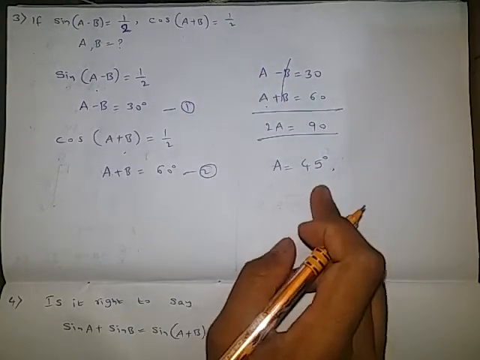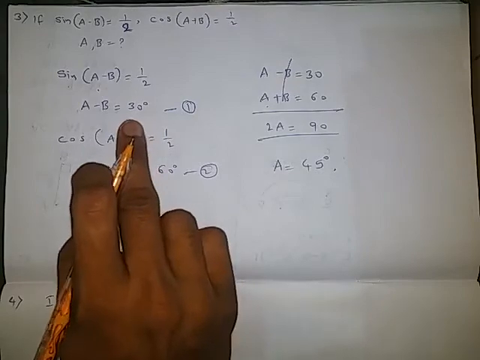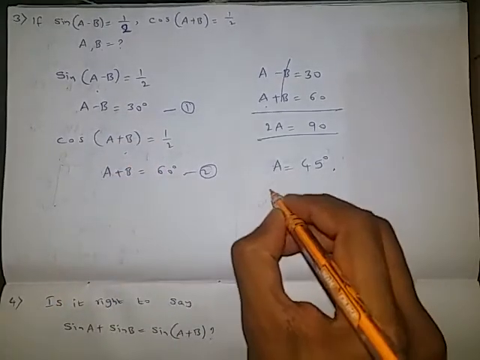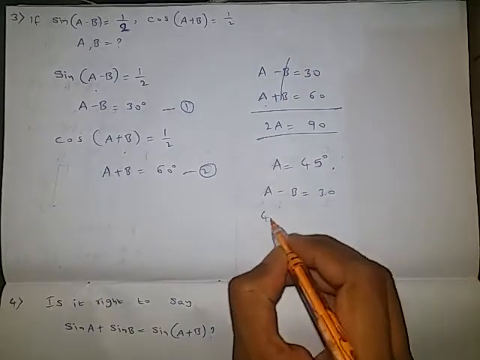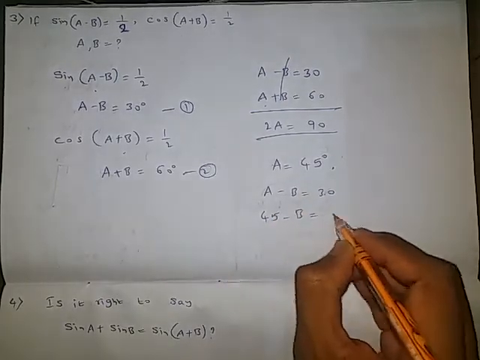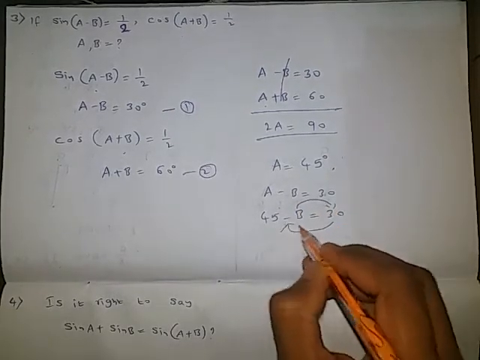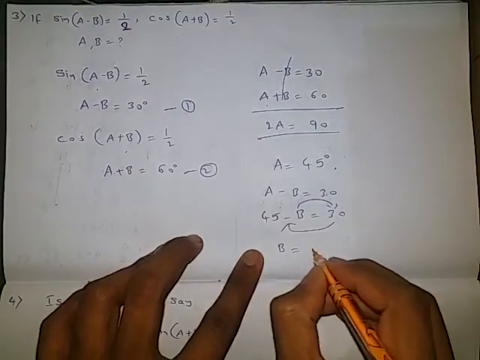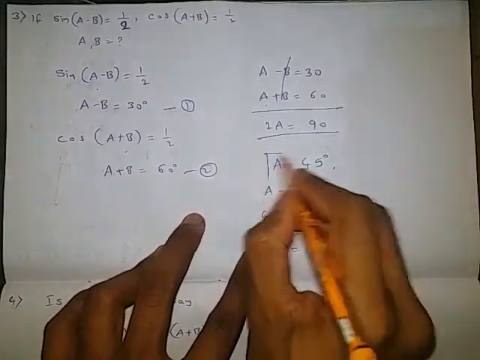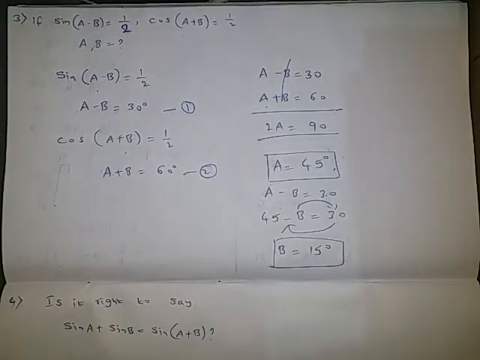Now this a value, let us substitute in the first equation or else in the second equation. In this case I am substituting in the first equation. A minus b is equal to 30. A value is 45. 45 minus b is equal to 30, and minus b I am taking to the right side and 30 I am bringing to this side. So we will get b value as 15 degrees. So A is 45 degrees and B is 15 degrees.